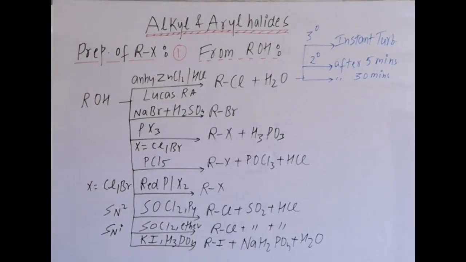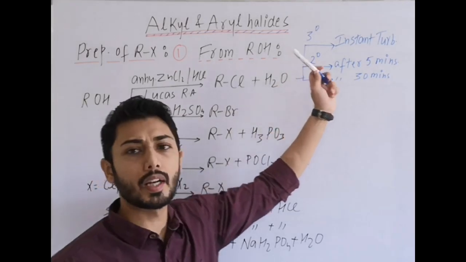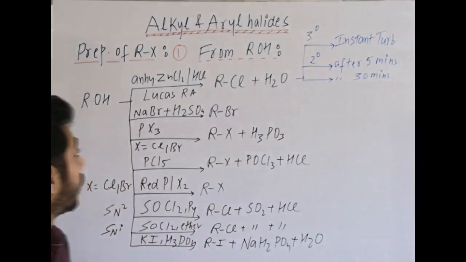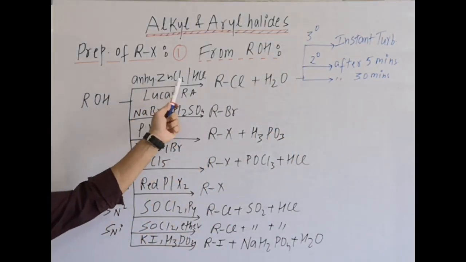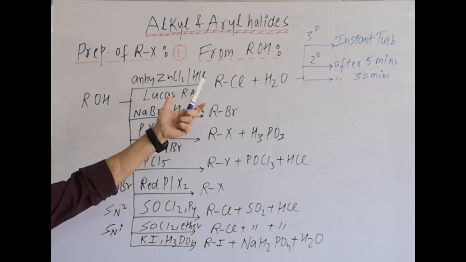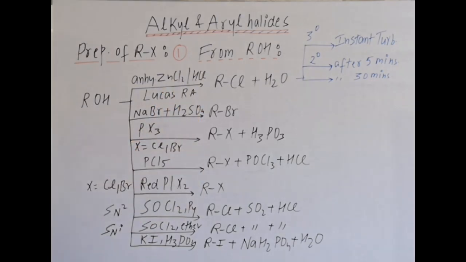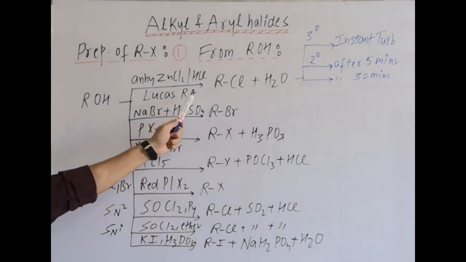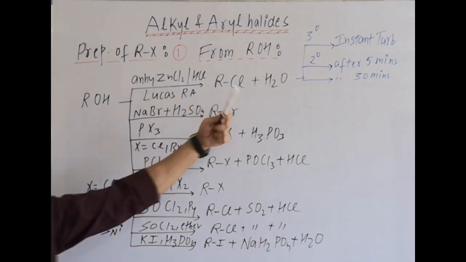Now next are the preparations of alkyl halides, RX. Firstly, from alcohol we can prepare RX. There are several reactions. The first one is anhydrous ZnCl2 with concentrated HCl. In the alcohol topic we have already done that part, that is Lucas reagent. ROH forms RCl and H2O.